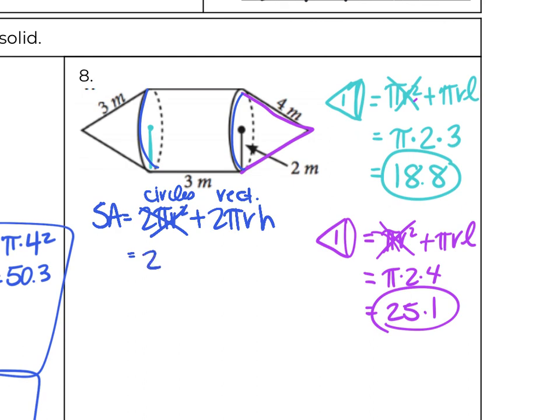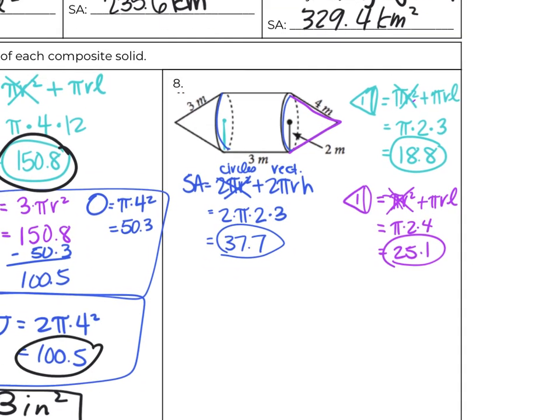So I'm going to do 2 times pi. Radius is still 2. What would the height be, though? This cylinder is laying on its side. 3. So 2 times 3 times 2 is 12. So you're going to do 12 pi. 37.7? Yeah? Okay. All right.